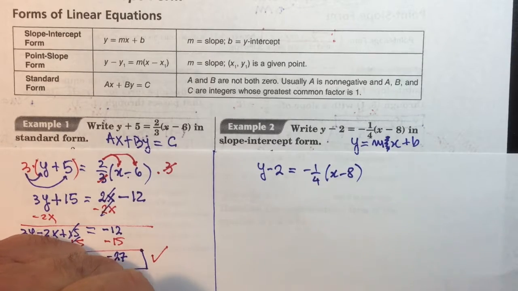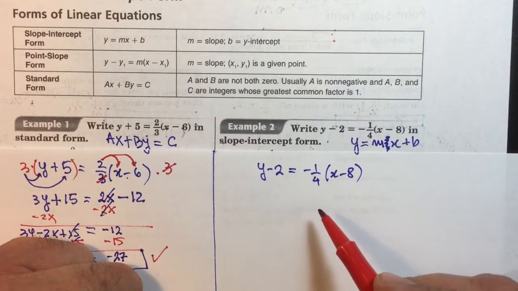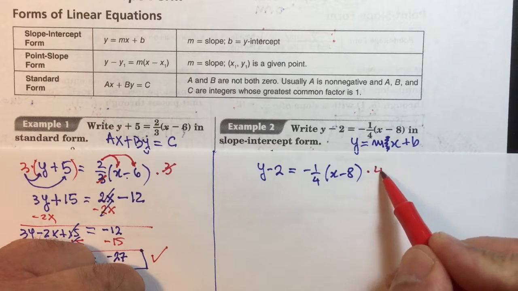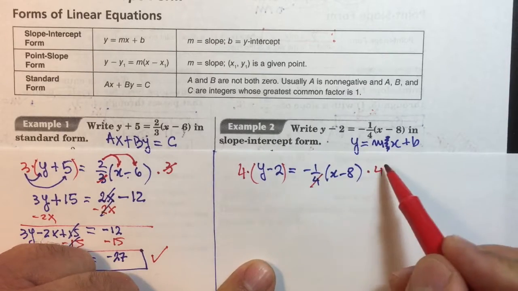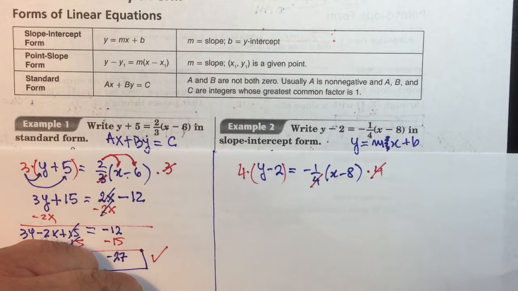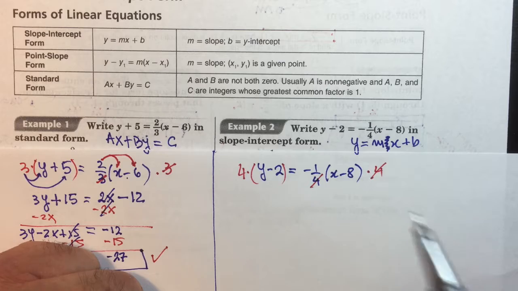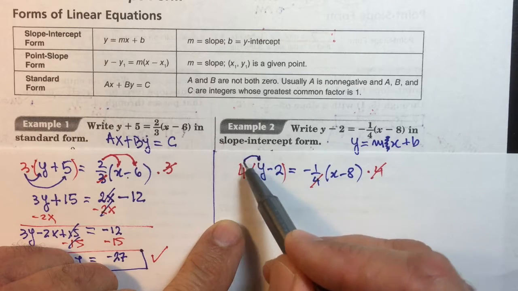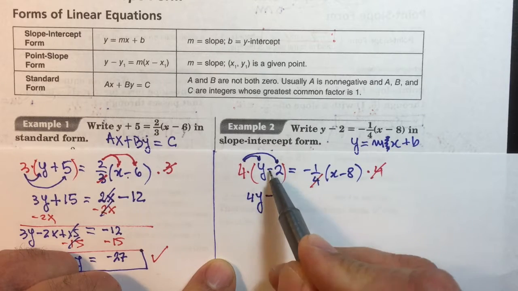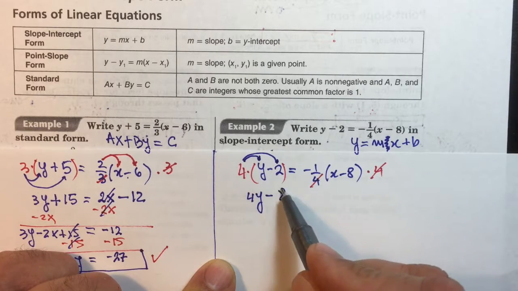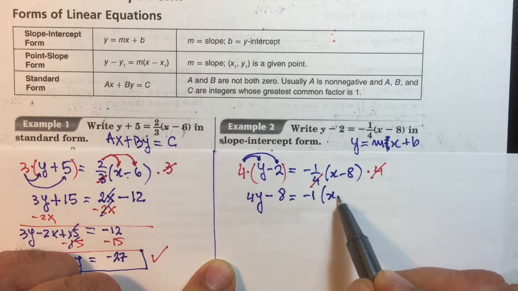So I see that I have a 4 underneath this sign here. So what I'm going to do is multiply by 4 both sides to eliminate my 4. So this 4 goes away with this one, and on this side I have 4 times this parenthesis that I'm going to be doing now, distributive property, 4 times y and 4 times 2. 4 times y is going to be 4y minus 4 times 2, 8, equals negative 1 times x minus 8.